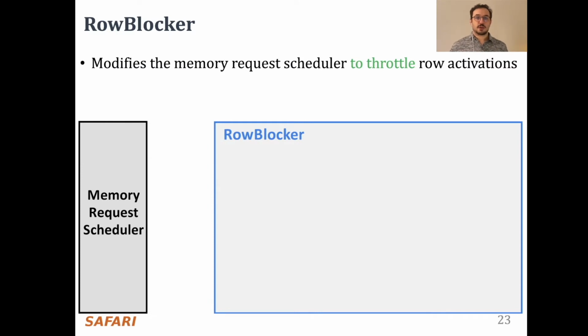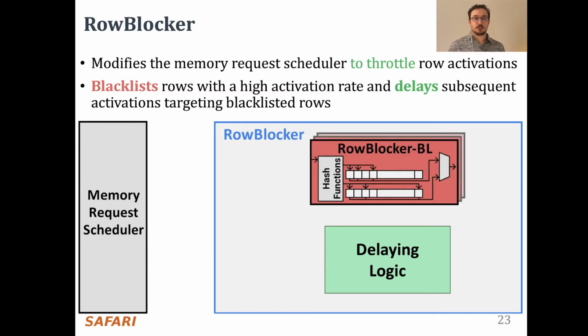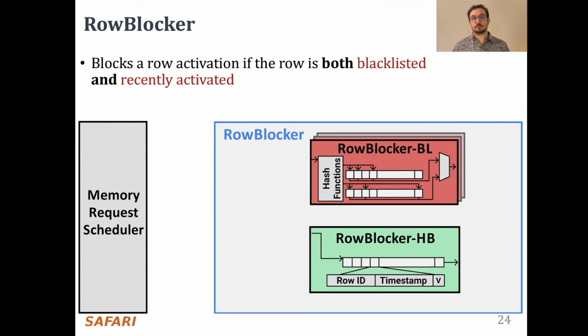Row blocker modifies the memory request scheduler to throttle row activations that could lead to bit flips. To do so, it blacklists rows with high activation rates and delays subsequent activations targeting them. We call the blacklisting logic RowBlocker-BL and the delaying logic RowBlocker-HB. To throttle row activations with a high activation rate, row blocker blocks a row activation if the row is both blacklisted and recently activated. This slide explains how row blocker operates at a high level.